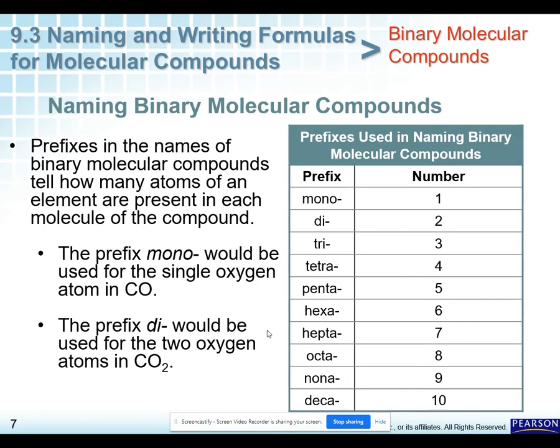So in molecular compounds, we use something known as prefixes. Prefixes tell you how many atoms of the element are present. So for example, the prefix mono means 1, di means 2, tri 3, tetra 4, penta 5, hexa 6, hepta 7, octa 8, nona 9, deca 10. If we're looking at one of those compounds, CO, mono would tell you there is a single oxygen atom, whereas di would tell you there's 2 oxygen atoms.